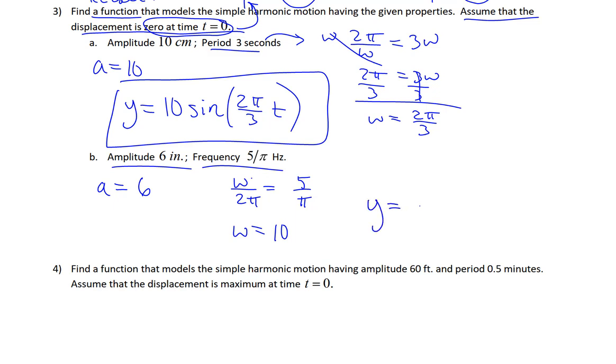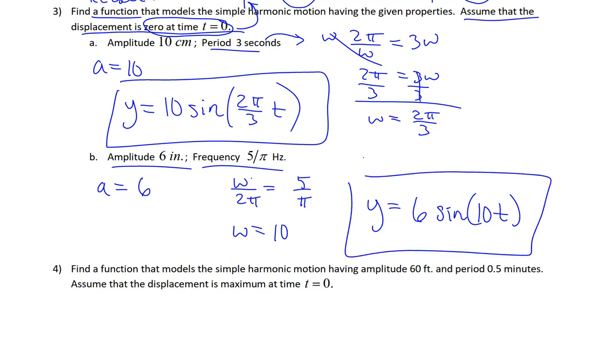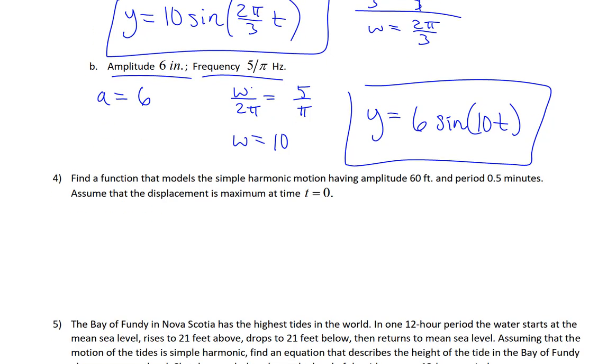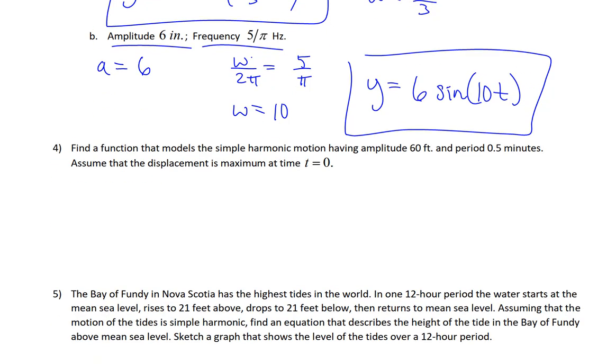So we could say y equals 6, that's our A value, times the sine of omega t, which would be 10 t, since we found omega to be 10. And so there's our function. All right, let's go on to another example in these similar topics here.